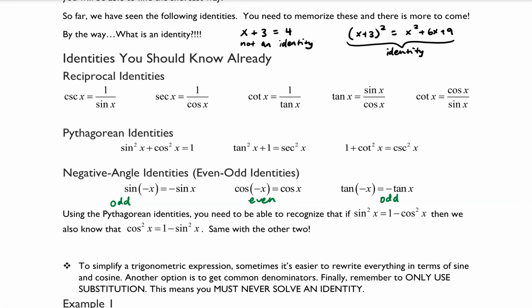So in order to simplify a trigonometric expression, sometimes it's easier to rewrite everything in terms of sine and cosine. Another option is to get common denominators. Finally, remember to only use substitution. This means that you must never solve an identity. We're not solving for the x value. Our goal is to try to show that two expressions are equal.